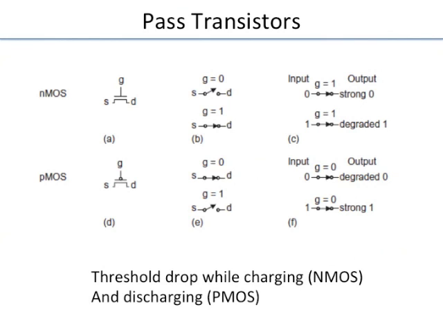Except there is a problem. What is the problem? When G is 0, this is disconnected, so this side will not be able to talk to that side. When G is 1, yes, they are connected, except the connection is good for propagating a 0, but not good for propagating a 1. Why is that?